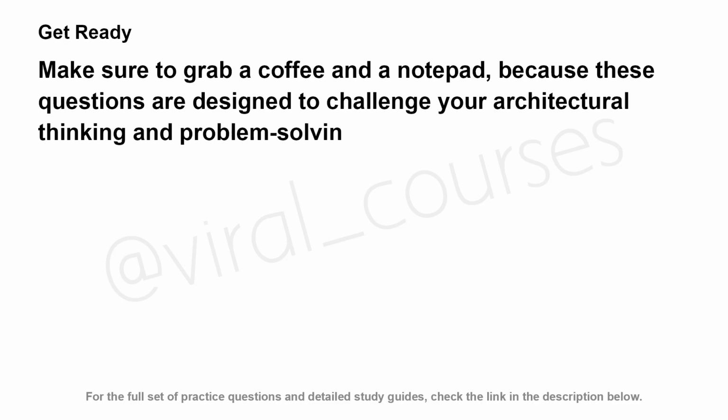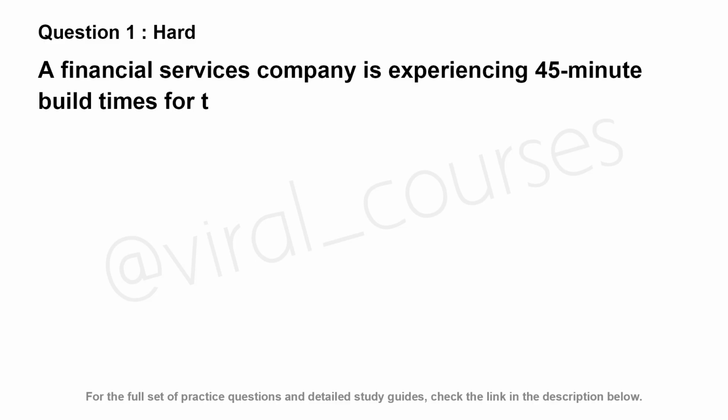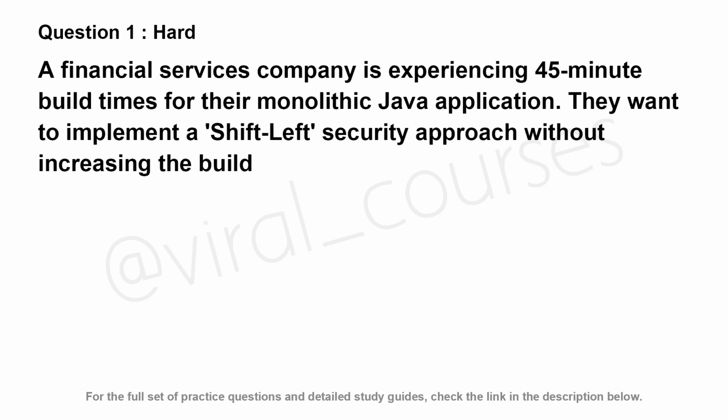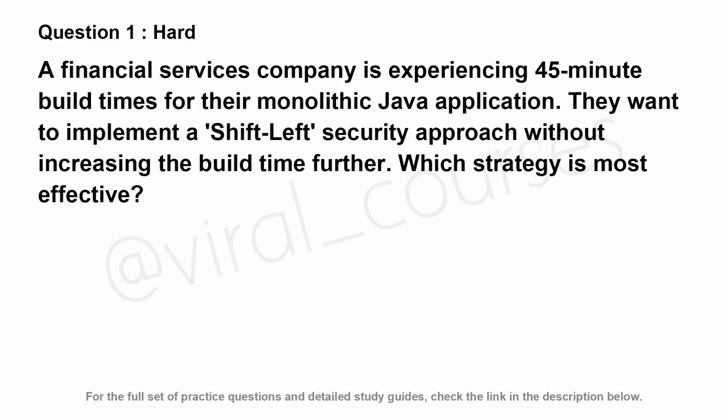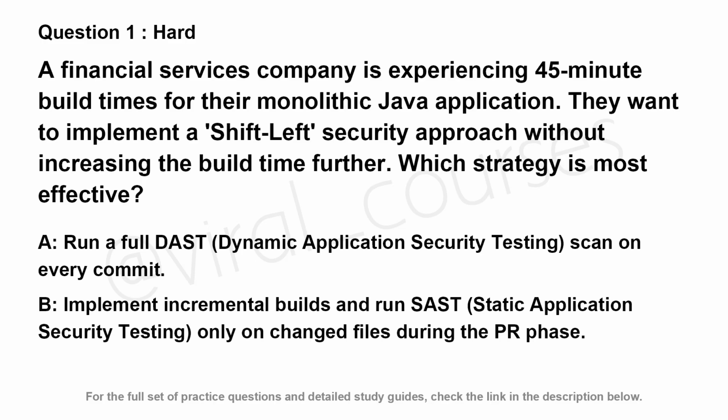problem-solving skills. A financial services company is experiencing 45-minute build times for their monolithic Java application. They want to implement a shift-left security approach without increasing the build time further. Which strategy is most effective? Option A. Run a full DAST, dynamic application security testing, scan on every commit.